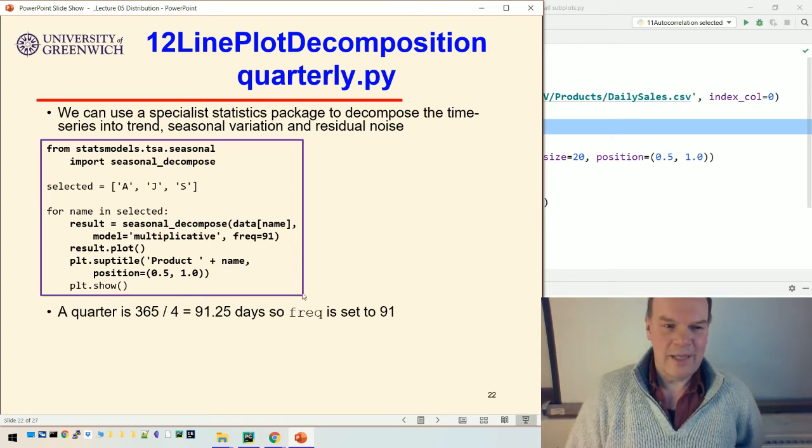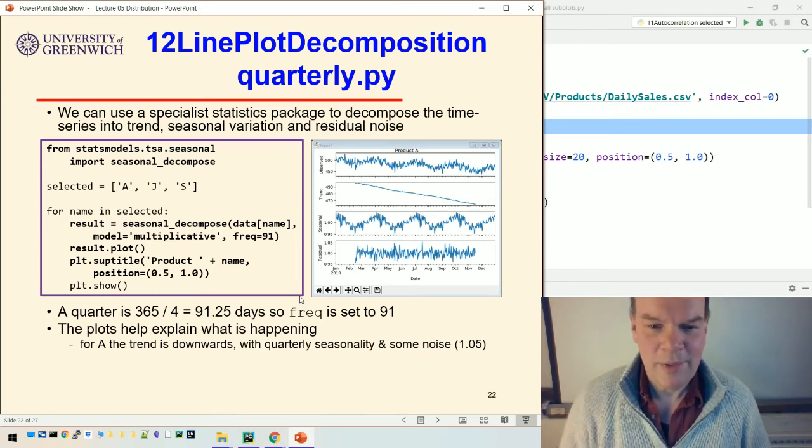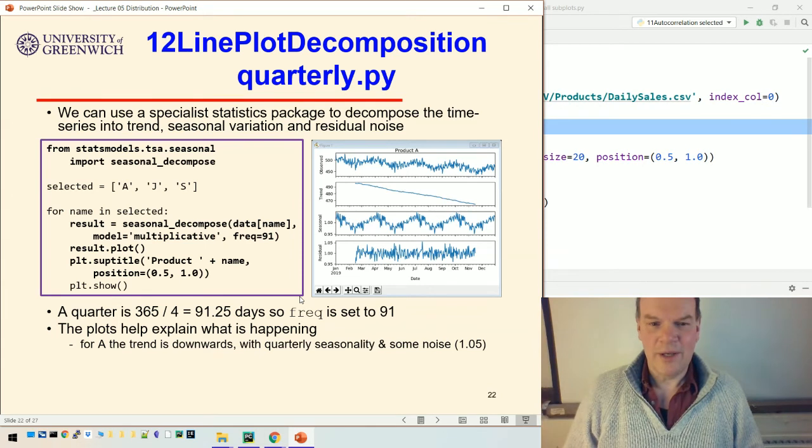So I'm going to take the selected time series, the ones where I know that they've got quarterly seasonality, and then I'm going to do a seasonal decomposition of those three time series, and that's what you get. So the plot helps you understand what's going on. What it's showing you is it breaks that line into 4 plots. So the first plot, the one at the top here, is the original observed data.